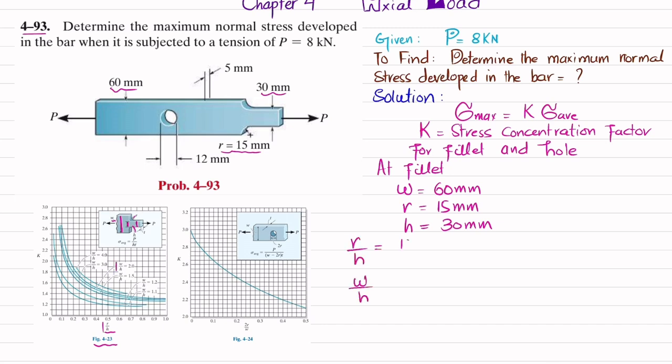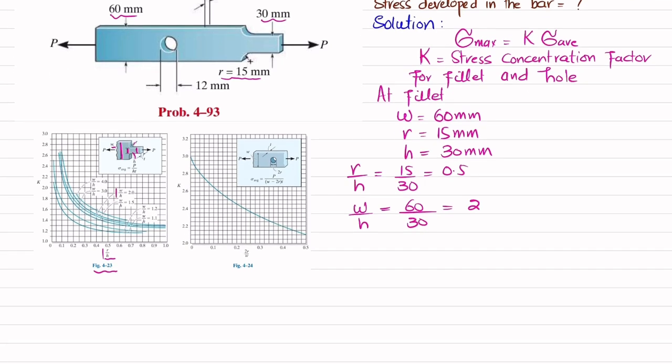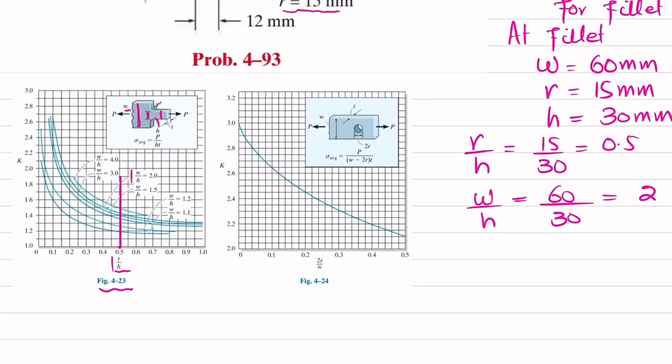So what is R by H? R is 15 and H is 30. That will give you 0.5, and W by H is 60 divided by 30. That will give you 2. Now R by H is 0.5, which you can see is this point. If you draw a vertical line from this point, that will intersect these curves above. And we will locate W by H, which is 2.